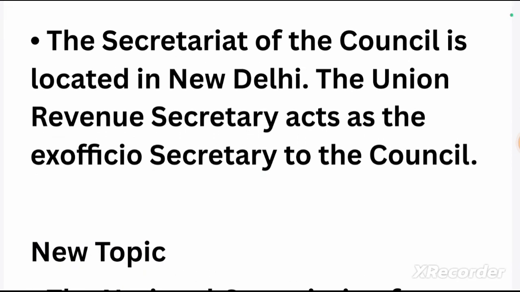The Secretariat of the Council is located in New Delhi. The Union Revenue Secretary acts as the ex-officio secretary to the Council.